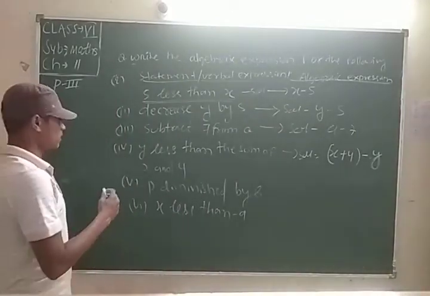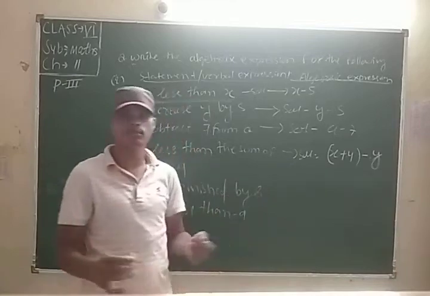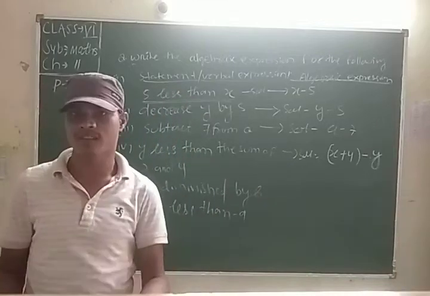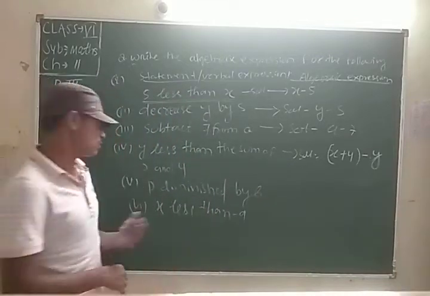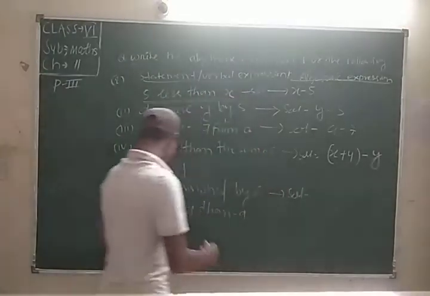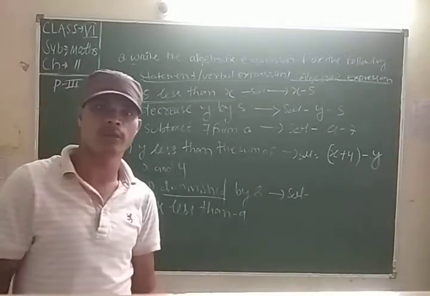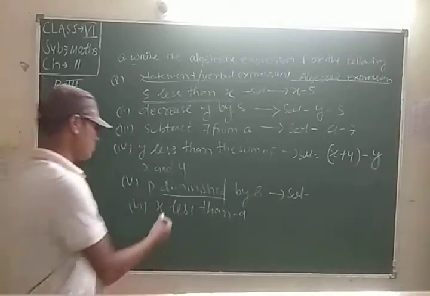Now the fifth one: diminished by. Diminished means decrease, so we use the subtract sign. If you find the meaning of diminished, if you are able to understand the meaning of diminished, then you will be able to do it. So diminished means decrease.